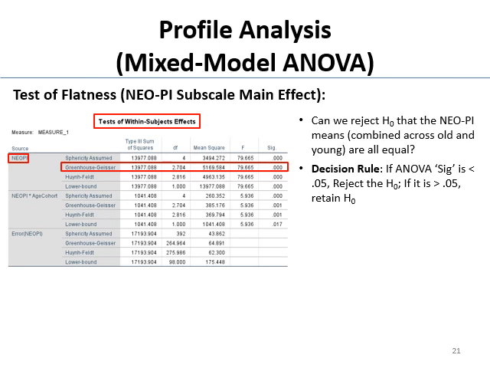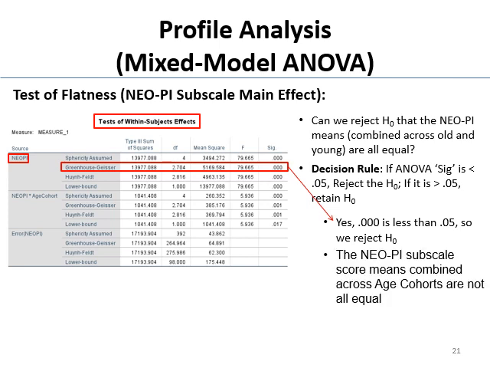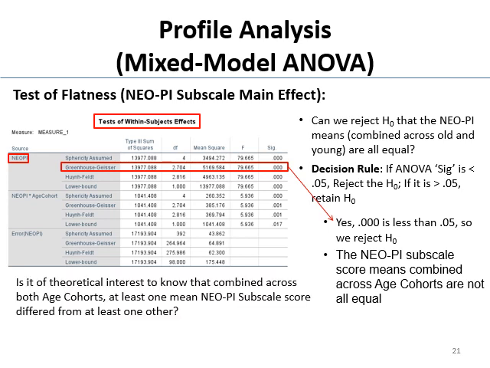We're using the Greenhouse-Geisser line because our Mauchly's test indicated we violated the sphericity assumption. Yes, we can reject the null that the NEO-PI means combined across old and young are all equal. And this always happens, by the way, because neuroticism is always way lower than the other subscales. So what we conclude is that the NEO-PI subscale score means combined across age cohorts are not all equal. So do we care? Basically, next question. Is it of theoretical interest to know that, combined across both age cohorts, at least one NEO-PI subscale score differed from at least one of the others?